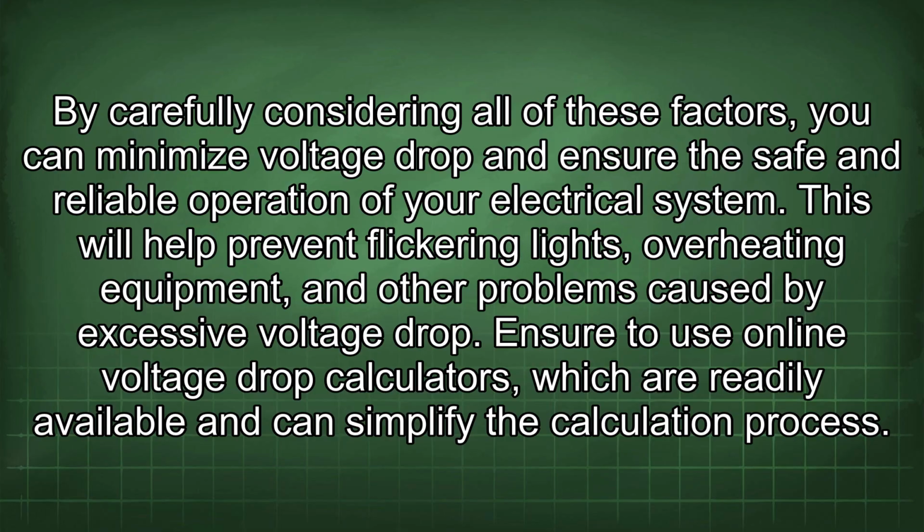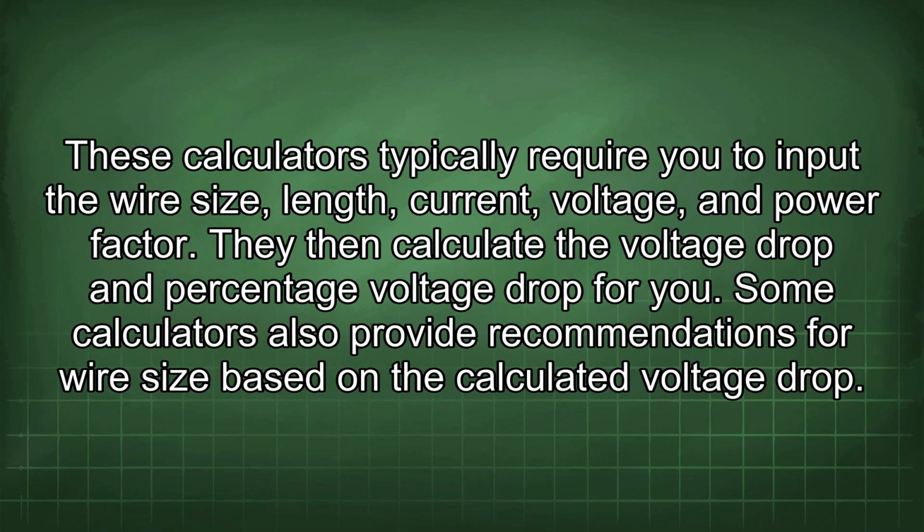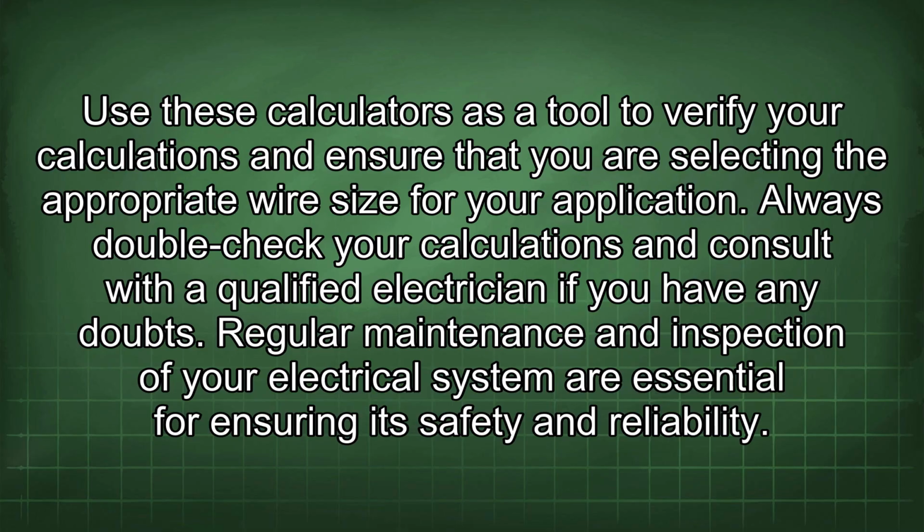Ensure to use online voltage drop calculators, which are readily available and can simplify the calculation process. These calculators typically require you to input the wire size, length, current, voltage, and power factor. They then calculate the voltage drop and percentage voltage drop for you. Some calculators also provide recommendations for wire size based on the calculated voltage drop. Use these calculators as a tool to verify your calculations and ensure that you are selecting the appropriate wire size for your application. Always double-check your calculations and consult with a qualified electrician if you have any doubts.